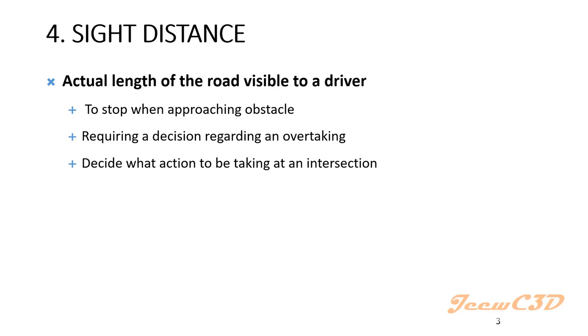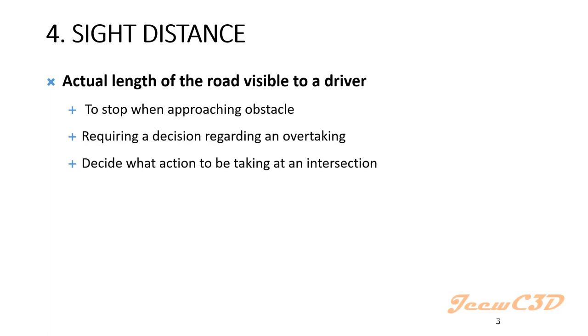So, why do we need sight distance? There are many occasions, but mainly I have listed three. First, we need sight distance to stop a vehicle when approaching an obstacle. If you are driving and you see some object on the road, you have to stop the vehicle before hitting that object. So, we call it stopping a vehicle when approaching an obstacle.